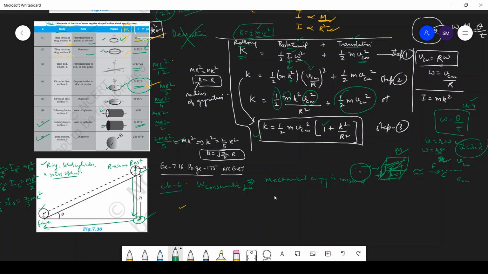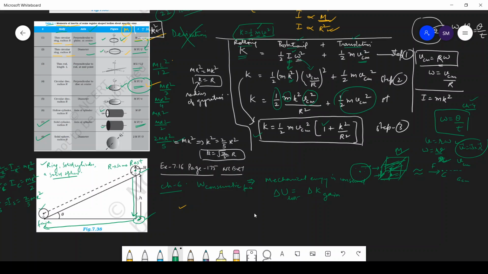We did this concept in the last chapter: work, power, energy. Mechanical energy is conserved for conservative force. So it means that the potential energy lost is the gain in kinetic energy. We already know this concept.